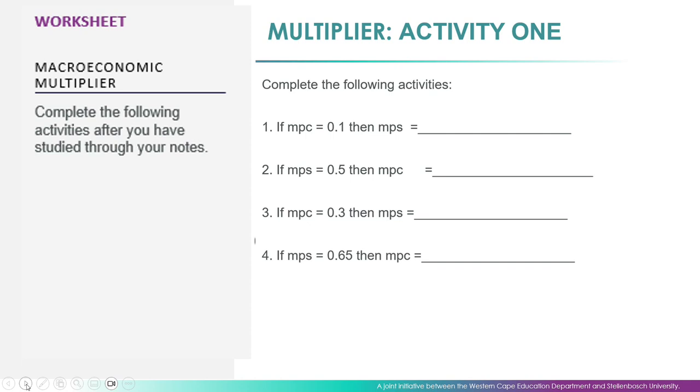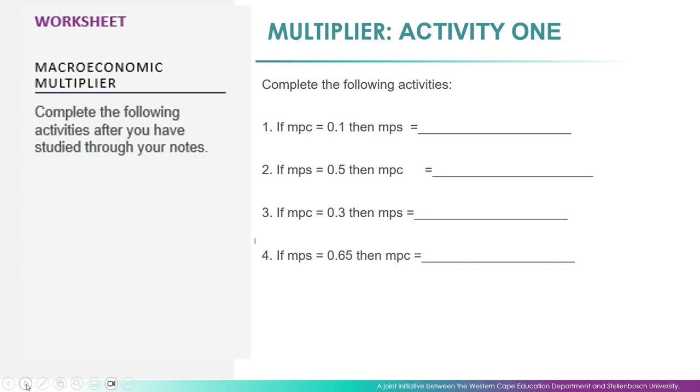Now, there is an activity 1 that we need to complete. We'll do it together. It says, if MPC is equal to 1, then what is the MPS? So you just say 1 minus the other one, then that would be your answer. So then MPS there would be 0.9. If MPS now is 0.5, then what is MPC? Again, 1 minus 0.5 is equal to 0.5.